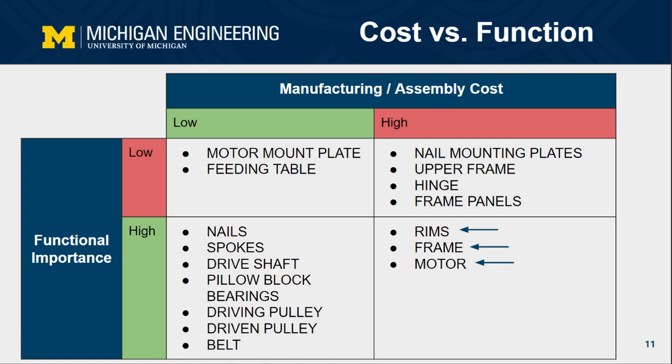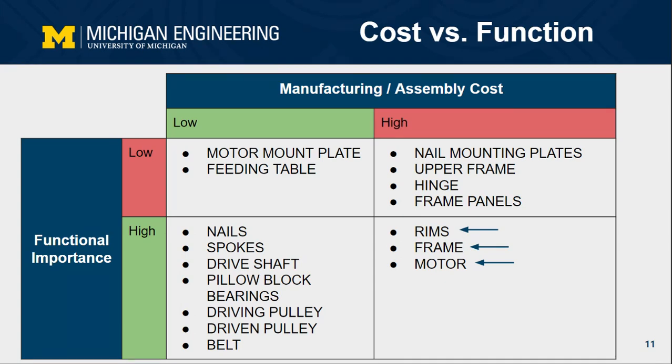Our quad chart enables us to determine which parts we might want to eliminate, keep, redesign for manufacturing or assembly. So for example, our high functional importance and high assembly cost parts are things that we're going to want to redesign for manufacturing. Those include our rim, frame, and motor. Other parts that are lower functional importance but have high assembly cost, such as the mounting plates or our frame panels, we might want to look into eliminating or combining with other components. And parts with high functional importance and low manufacturing cost, like our belt and our pulley, we're probably just going to keep, maybe work on redesigning.